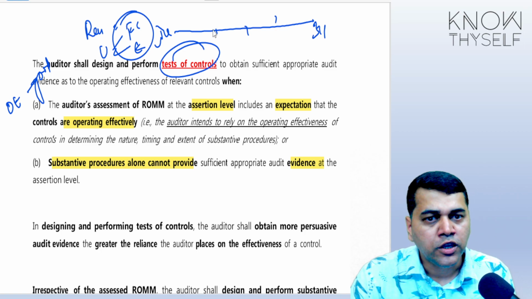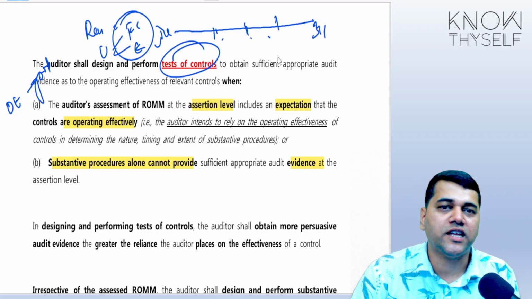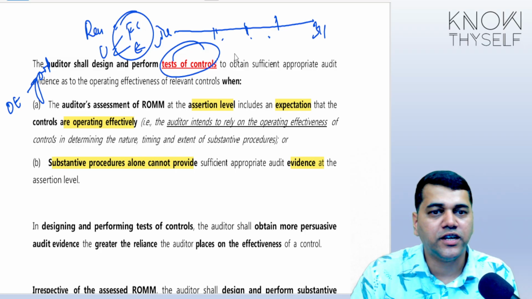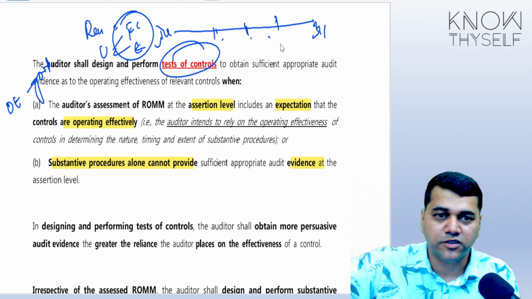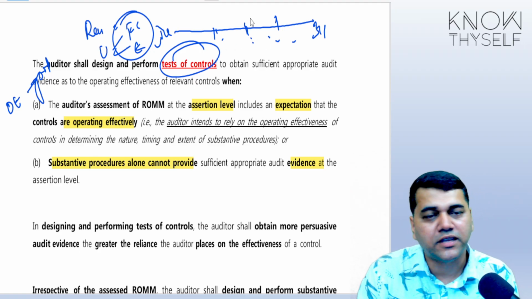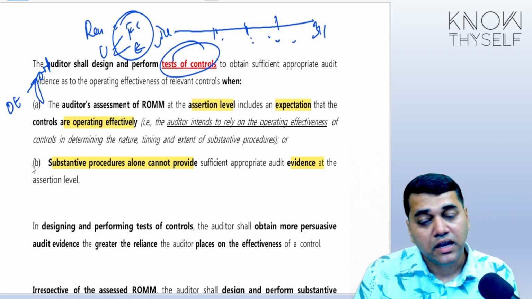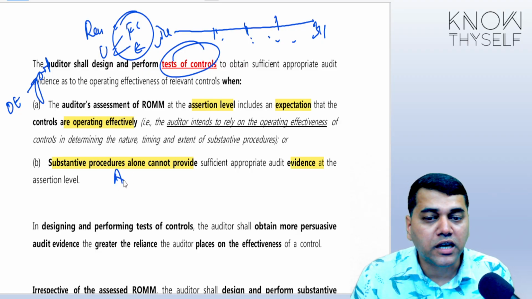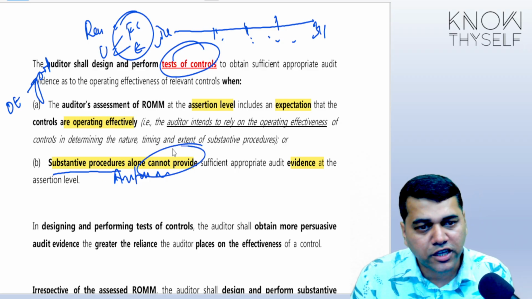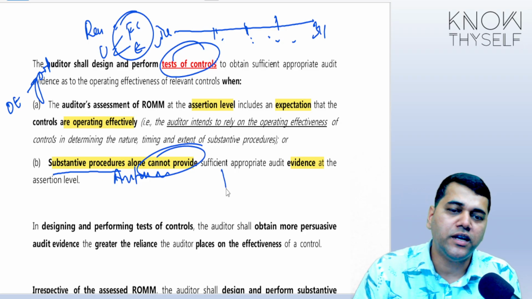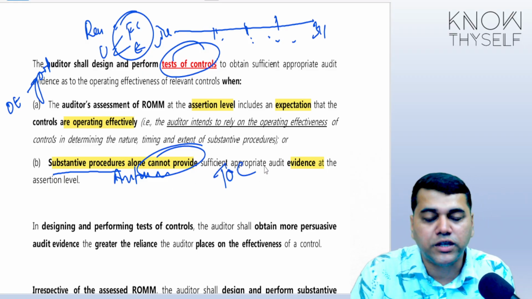So what do you do now? You pick samples from each month and see whether the maker and checker has worked, whether segregation of duties is done, whether the accounting records are protected, whether the risk assessment process has been done. You take multiple samples for the year and then you verify. This is one of the things. And second, sometimes you will be in a completely automated environment. That's why substantive procedures alone cannot provide you any evidence. So when you are in a totally automated environment, then you are forced to do test of control, students.